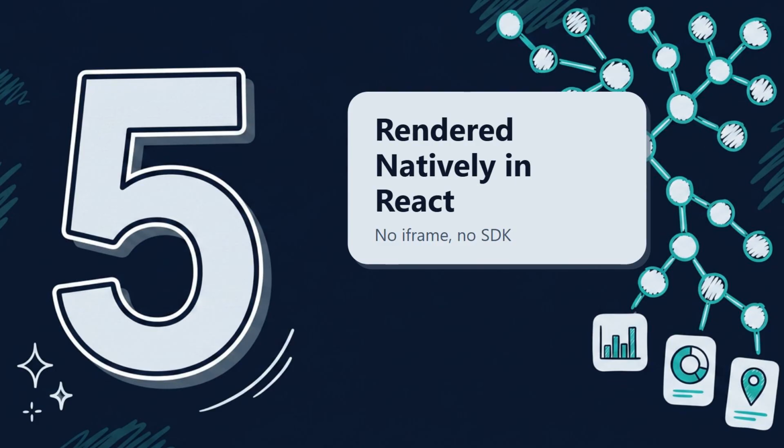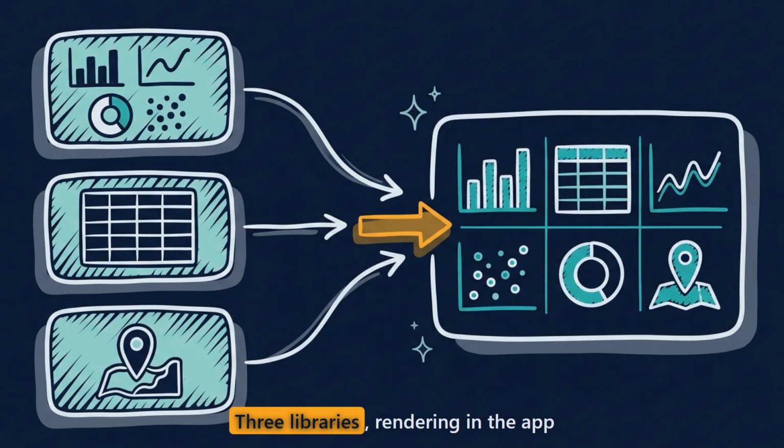Section 5, rendered natively in React. Because the AI plans the dashboard, but the rendering layer is where the first version and the second version completely part ways. Every chart you just saw is drawn by 3 open-source libraries running right inside the app. ECharts renders the bars, lines, donuts, and scatters. AG Grid renders the sortable table, and Leaflet renders the map. No iframe, no embed, no BI server in the middle.